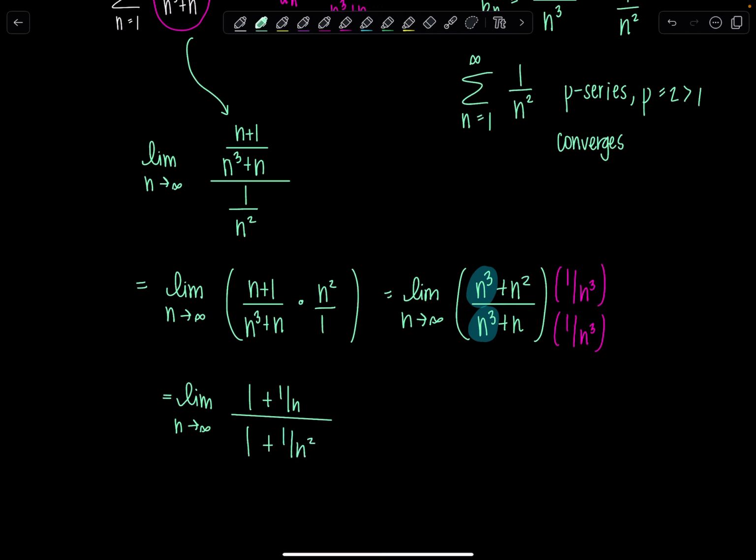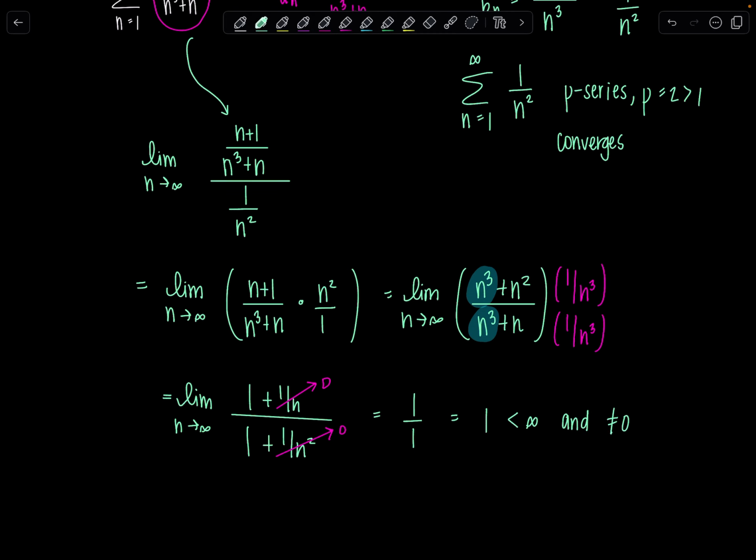And now as n goes to infinity, 1 over n will approach 0. So will 1 over n squared. And now I don't have to write lim anymore because there's no more n's. So I just have 1 over 1. That's 1. And remember, what do I care about the value of this limit? I care that it's finite and that it's not 0.